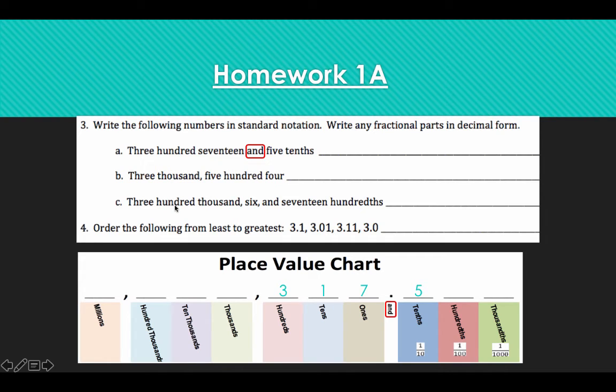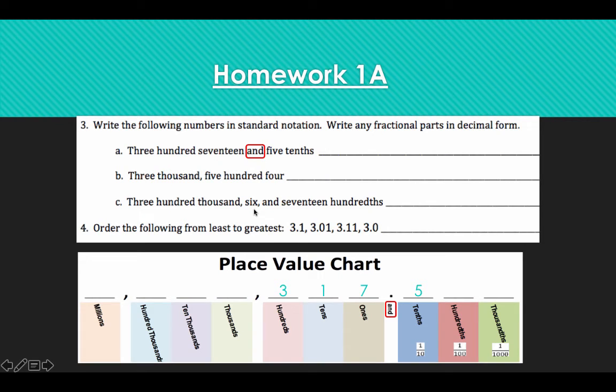One thing I want you to be careful of, if you'll notice there's commas here in problem C. So you've got a comma here and a comma here. Remember, there have to be 3 digits in between each of the commas. So this says 300,006.